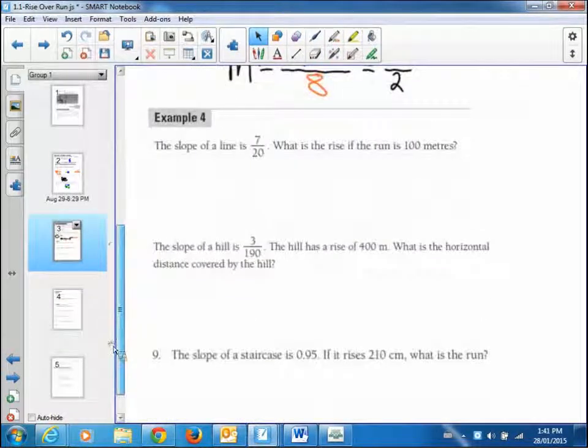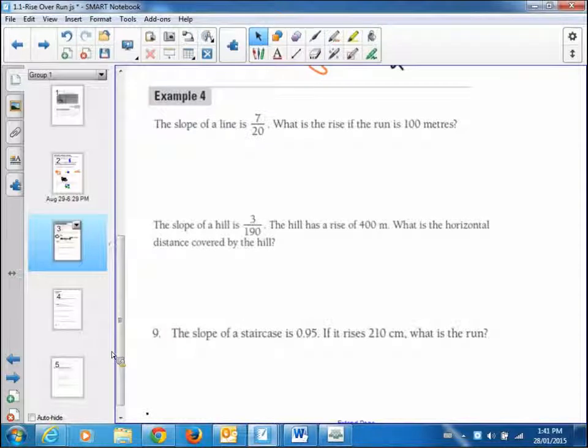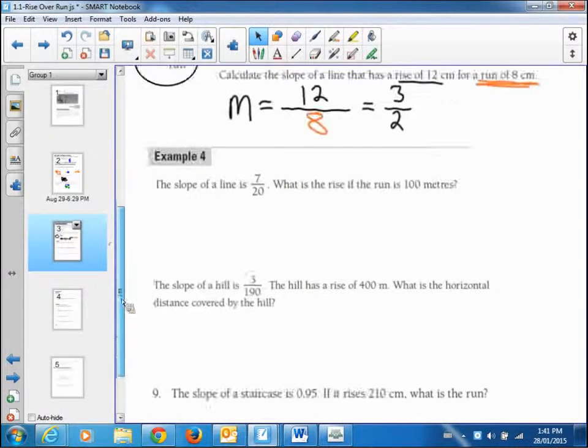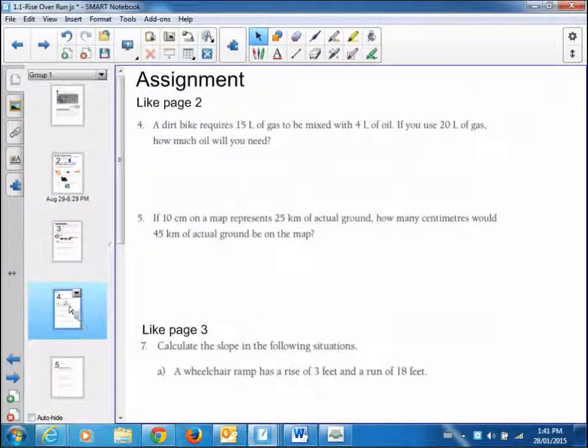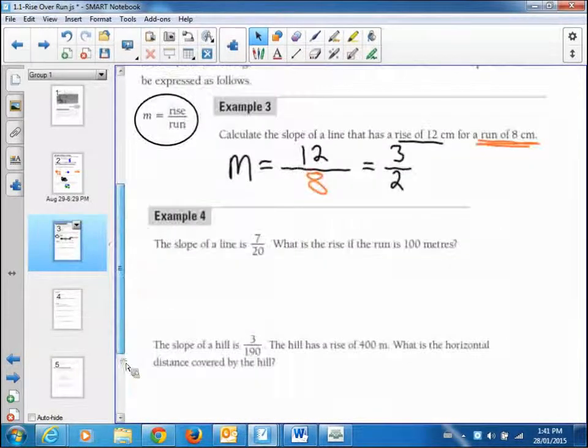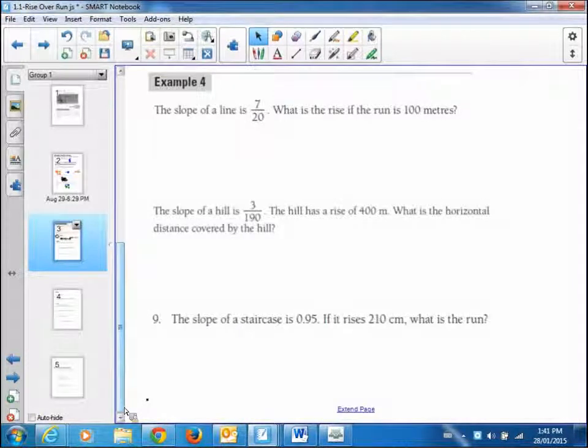Now, I'm going to turn you guys loose on a few things here. I better do these ones first. Okay, let's go through these examples. The slope of a line is 7 out of 20. What is the rise if the run is 100 meters?